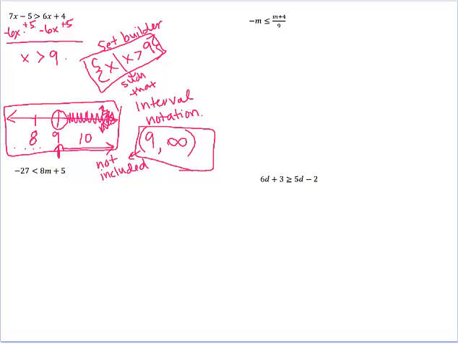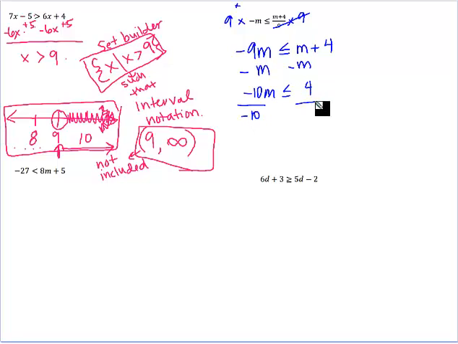Second one, negative m is less than or equal to m plus 4 over 9. So first off, this over 9, I don't like dealing with fractions like this, so we're going to get rid of it by multiplying both sides by 9, then those 9's cancel. So now we have negative 9m is less than or equal to m plus 4. To get the m's on the same side, we'll subtract the m. Negative 10m is less than or equal to 4.